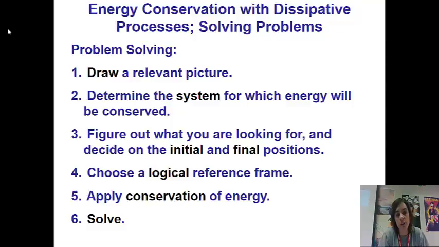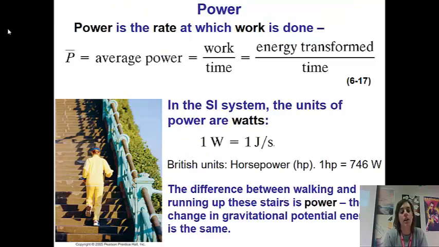Okay, tips for solving problems when it comes to energy. Draw a relevant picture. Determine the system for which the energy will be conserved. So is it just this object, or is it two objects together? And what's your y equals 0 value? So where's the potential energy equal to 0? Okay, choose a logical frame of reference. Don't choose something weird and make the problem harder than it has to be. Okay, apply conservation of energy and then solve.